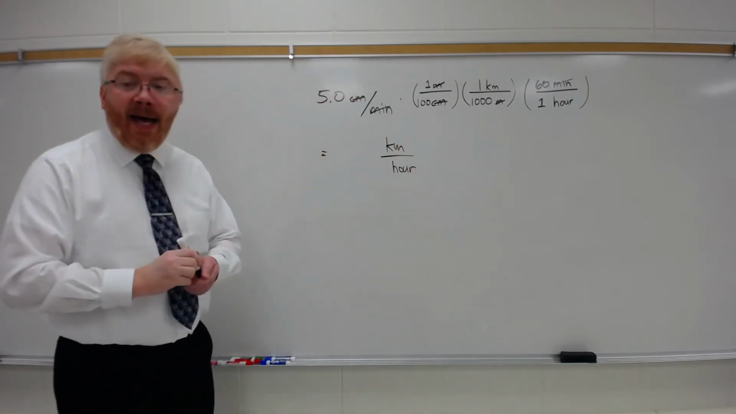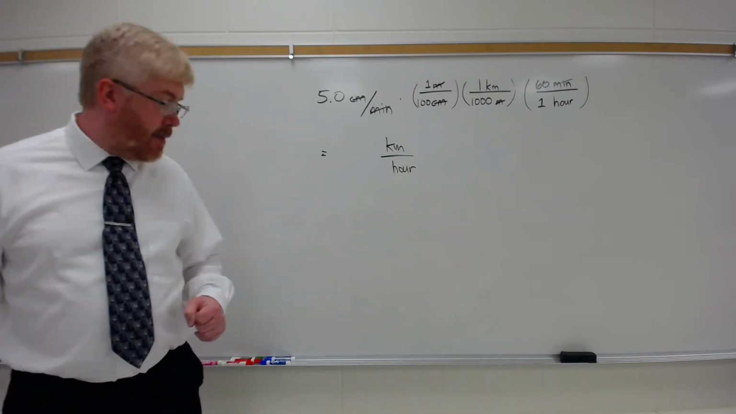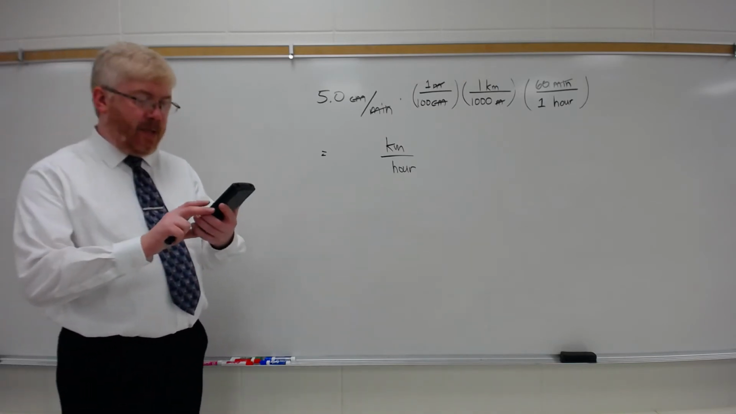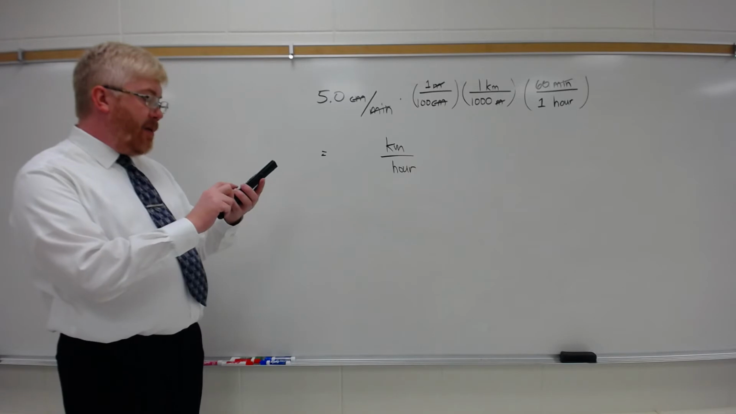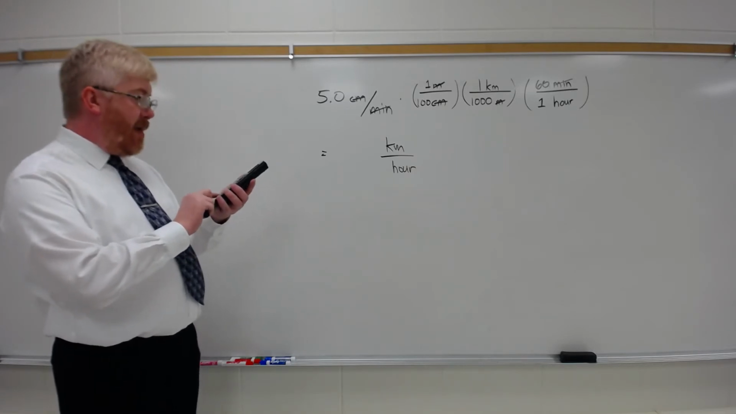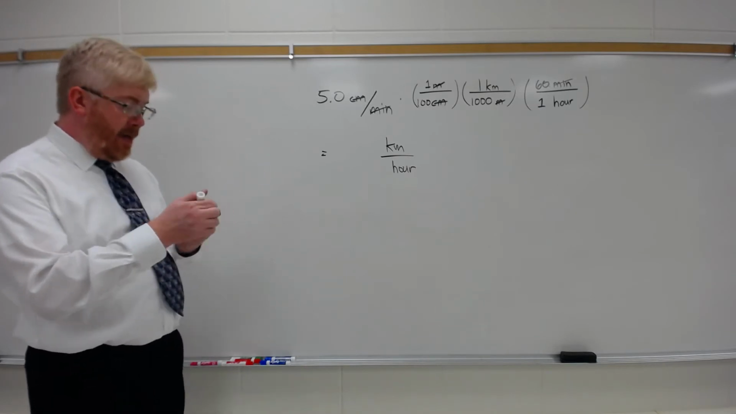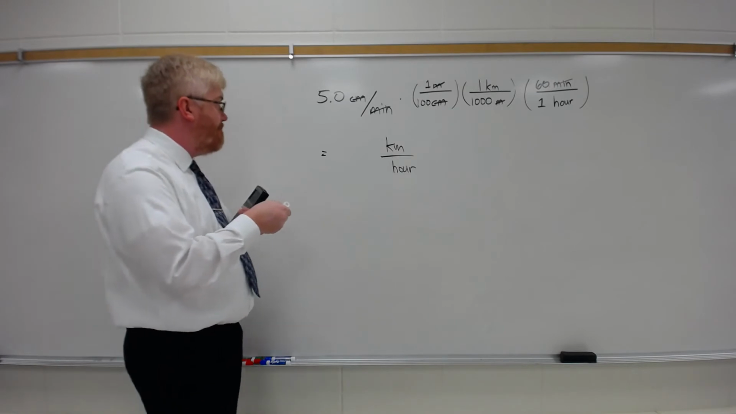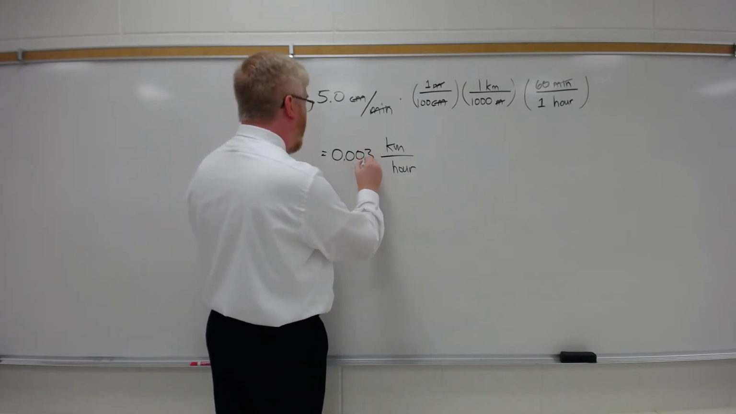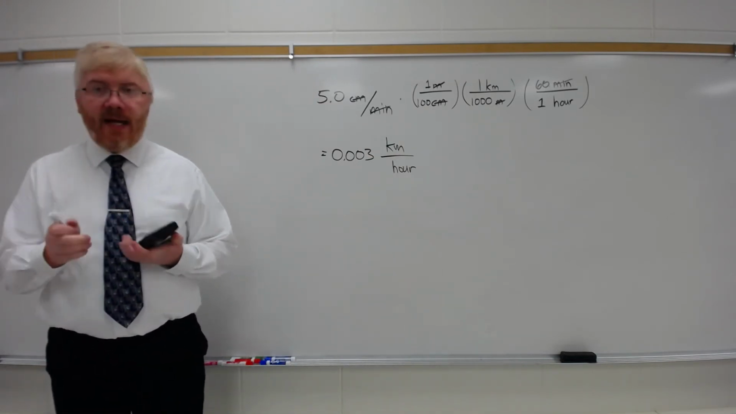Now I need to grab, again, my trusty calculator, which I have misplaced. There we go. So 5.0 divided by 100 divided by 1,000 times 60 gives me 0.003 kilometers an hour. Not very fast.